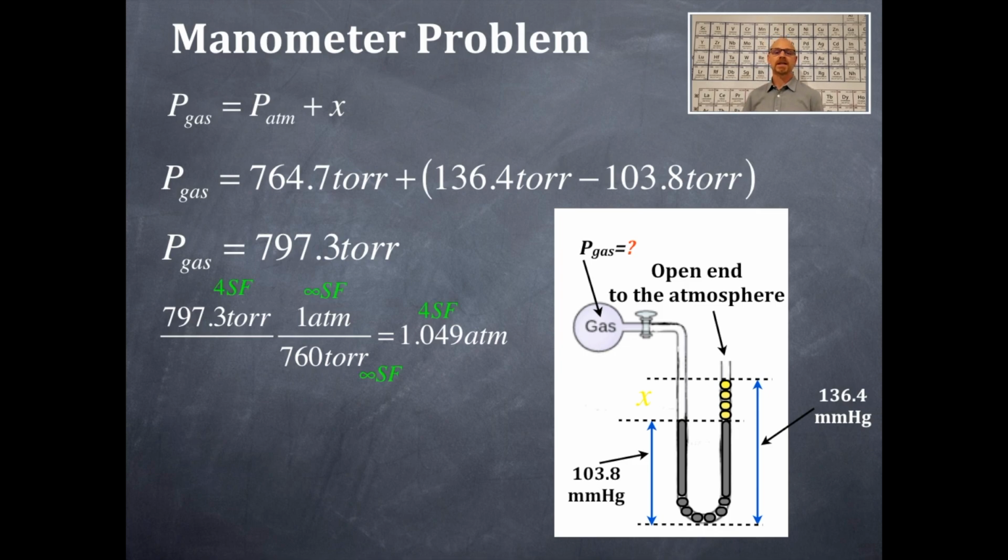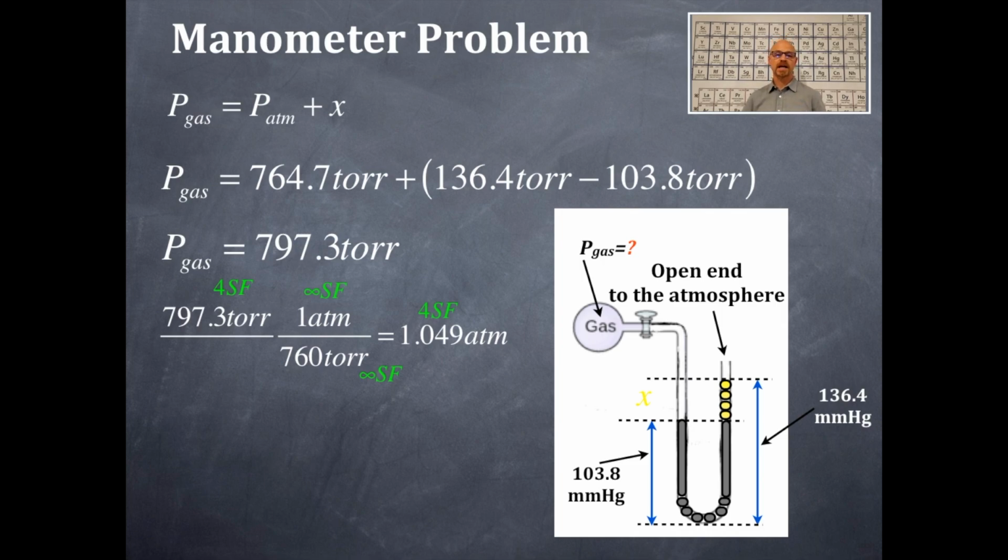You're always looking at significant figures. The significant figures in the problem that I had before was 4 significant figures because there was 1 decimal place in those previous calculations. And the unit conversion of 1 atmosphere in 760 is an infinite number of significant figures. So that's why there's 4 significant figures in the 1.049 atmospheres.